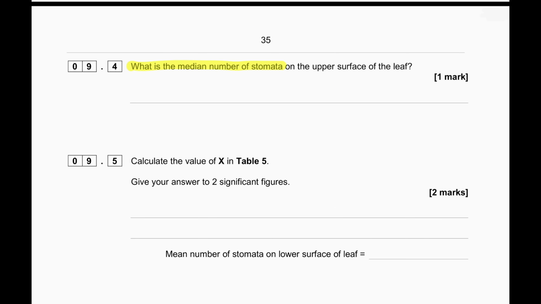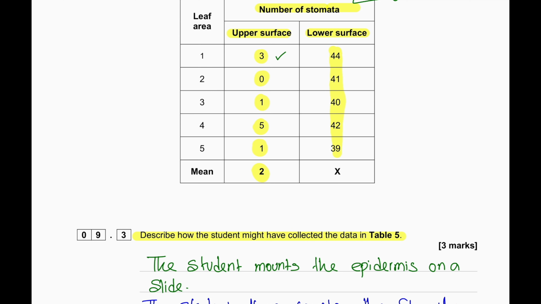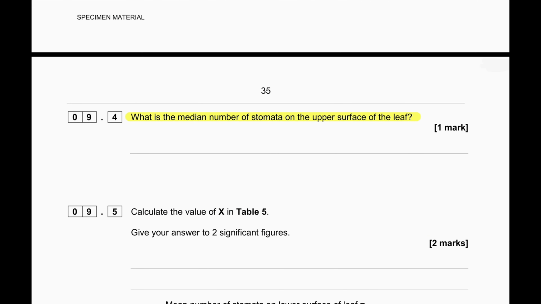What is the median number of stomata on the upper surface of the leaf? If we arrange the data from the upper surface of the leaf, we get 0, 1, 1, 3, and 5. So the median comes to be 1. Median is the middle of all of the numbers, so it's 1.